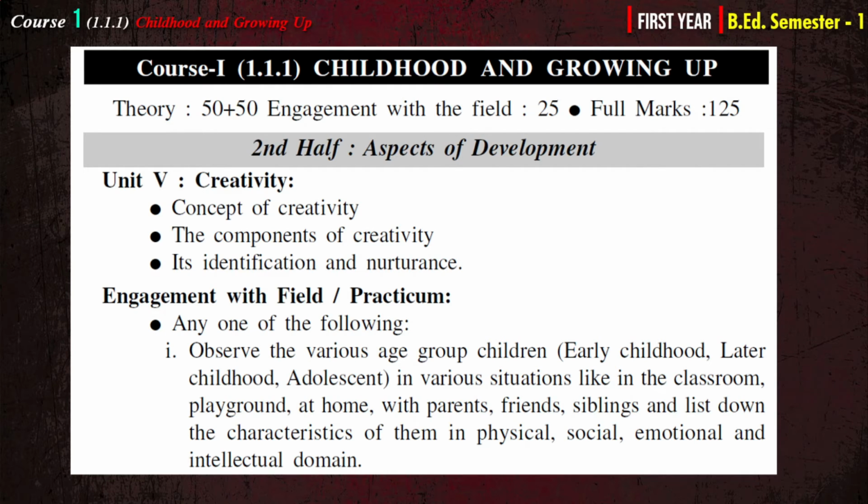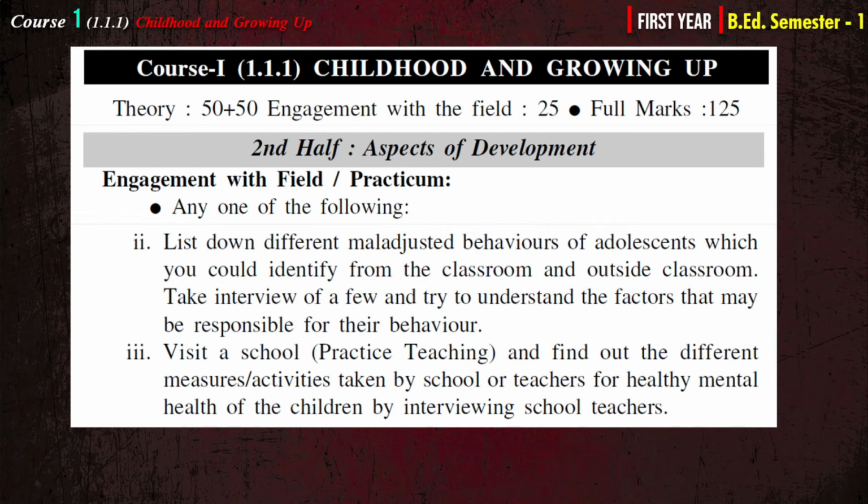In Course 1 Childhood and Growing Up, you have to do any of the following engagement with fieldwork or practicum. The first one is observe the various age group children, early childhood, later childhood, adolescence in various situations like in the classroom, playground, at home, with parents, friends, siblings, and list down the characteristics of them in physical, social, emotional and intellectual domain.